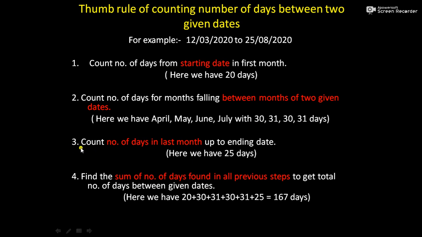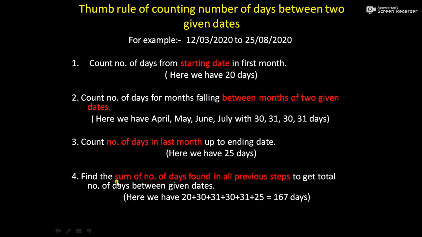And now the third step, count the number of days in the last month up to the ending date. Here the last month means this one. This is our starting date, this is our ending date, so the month of the ending date is our last month, August. Here you see we have to count the number of days up to 25th. So obviously there will be 25 days. Up to this date in August we have 25 days. So I have written it here.